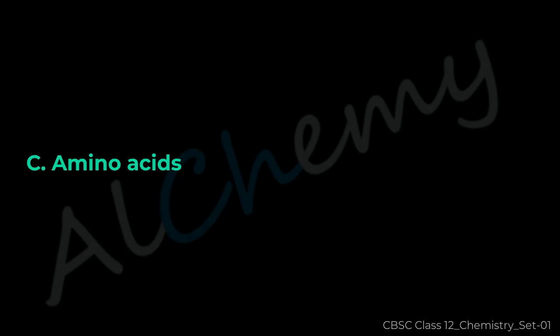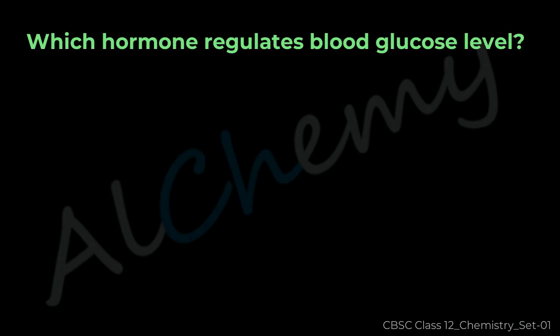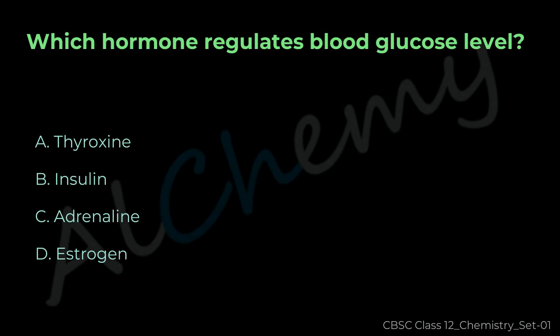The correct answer is C. Amino acids. Question 34. Which hormone regulates blood glucose level? A. Thyroxine. B. Insulin. C. Adrenaline. D. Estrogen.